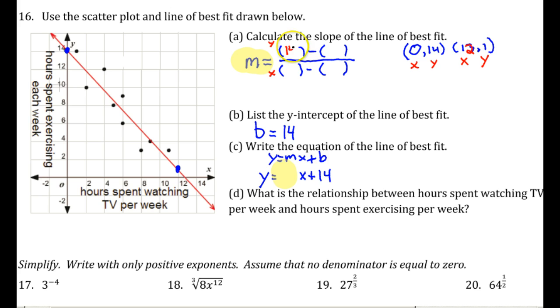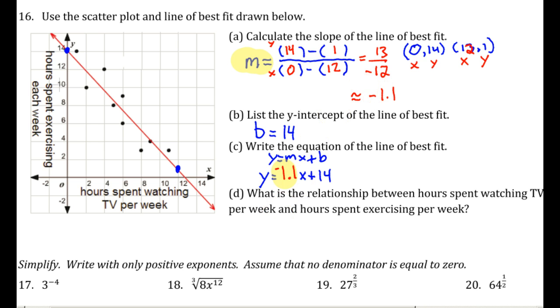We're going to have 14 minus 1, over 0 minus 12. So 13 over negative 12, which is approximately, I'm going to say, negative 1.1. 12 over 12 would be negative 1, so 13 over 12 is a little bit bigger. So our equation is now y equals negative 1.1x plus 14.